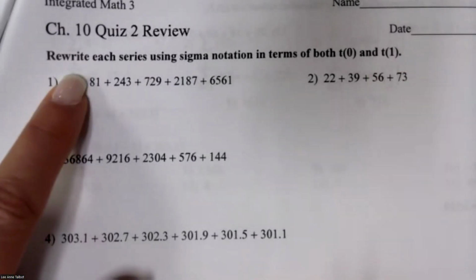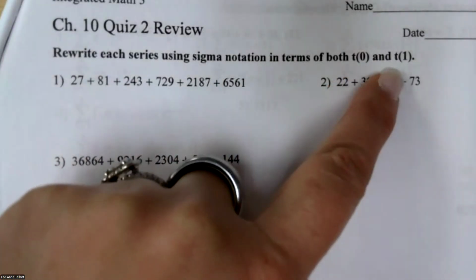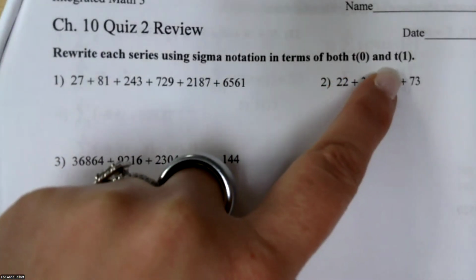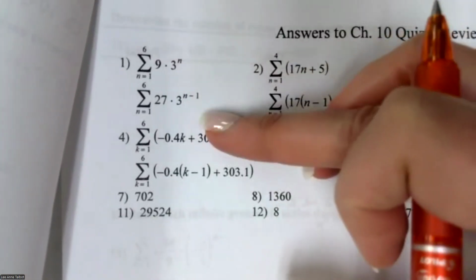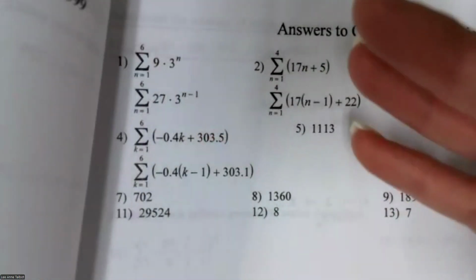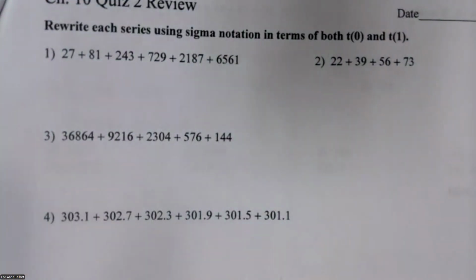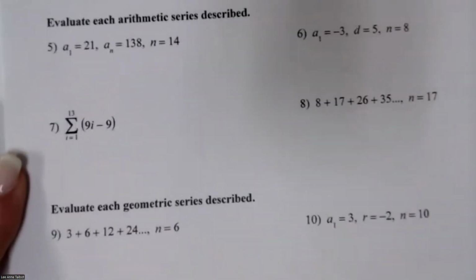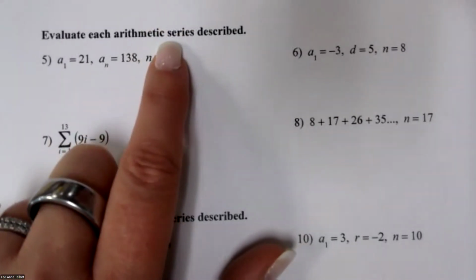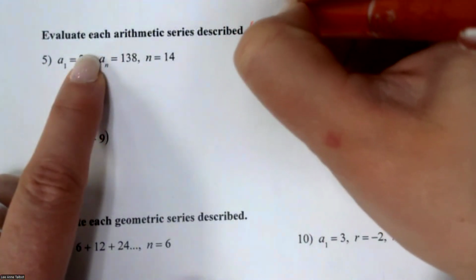But I do want to go over the directions of this. Rewrite each series using sigma notation in terms of both T0 and T1. Do you know what that is? The E thing, right? Okay. If you need help, of course, I've got it back here. Here's your term 0. Here's your term 1. You're not supposed to do anything else. Just rewrite them in sigma notation. Okay. Now these guys down here, evaluate each arithmetic series described. When you see those words, that means find the sum.